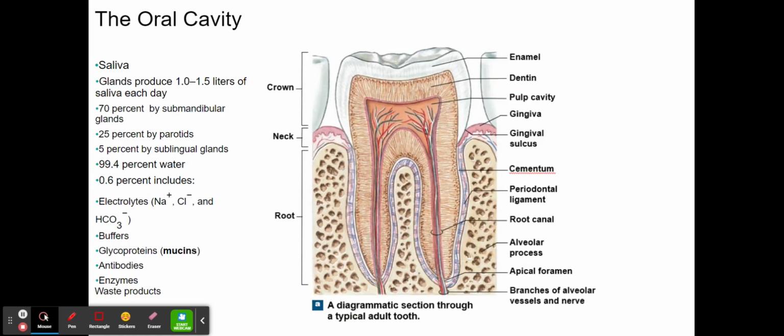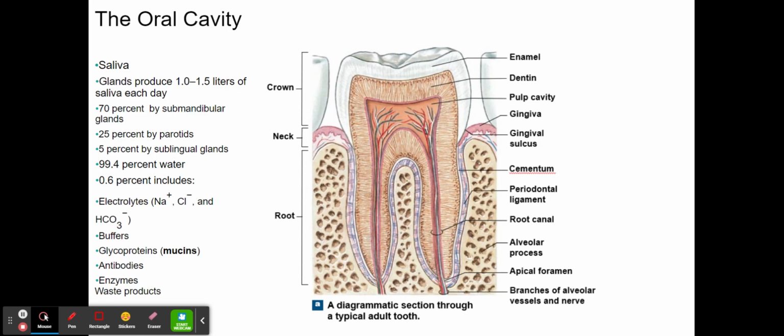The salivary glands produce 1 to 1.5 liters of saliva each day. Saliva is 99.4% water. The remaining 0.6% includes electrolytes, principally sodium chloride and bicarbonate, buffers, glycoproteins, antibodies, enzymes, and waste products. The glycoproteins, called mucins, give saliva its lubricating action.